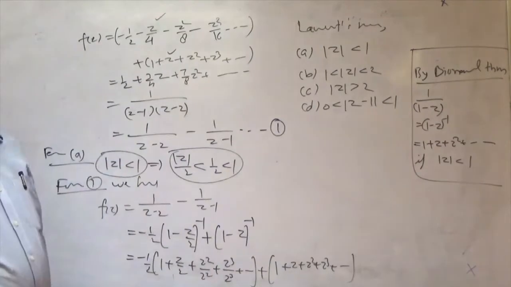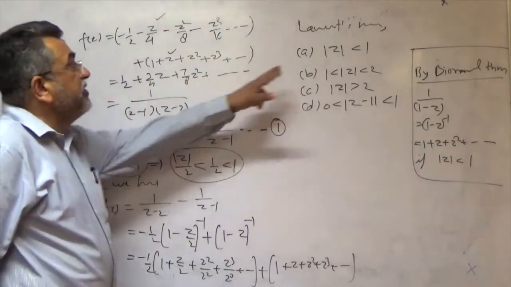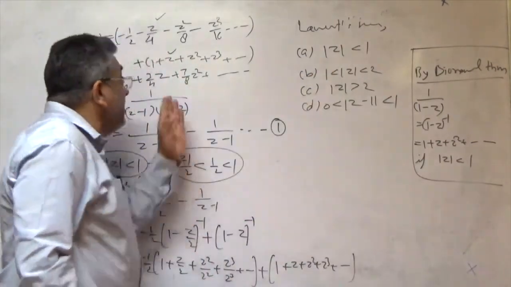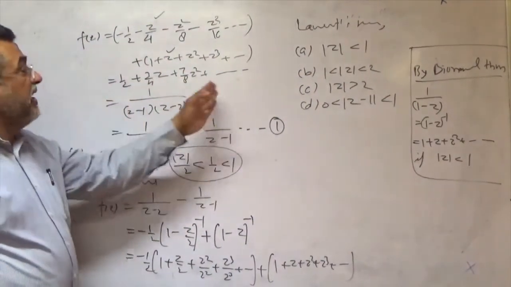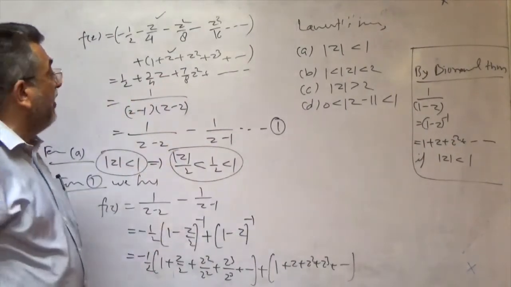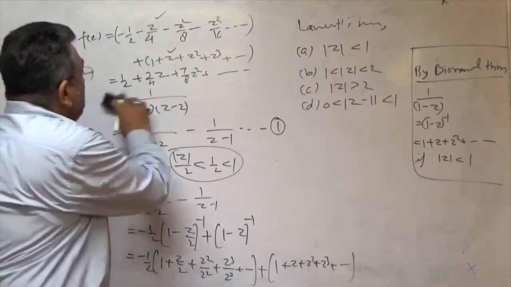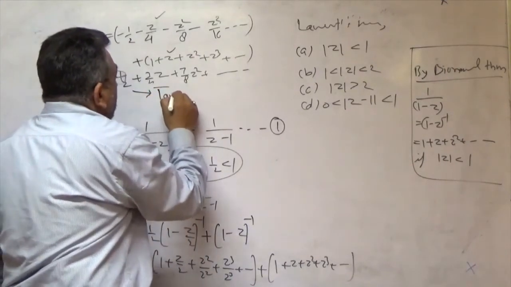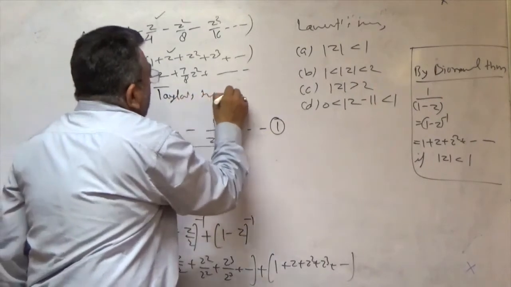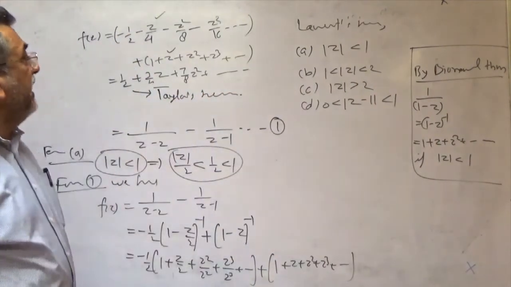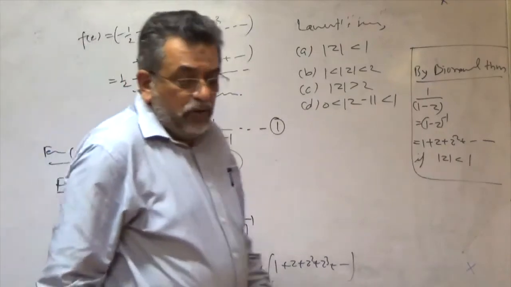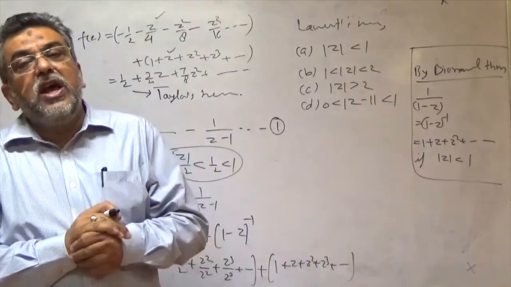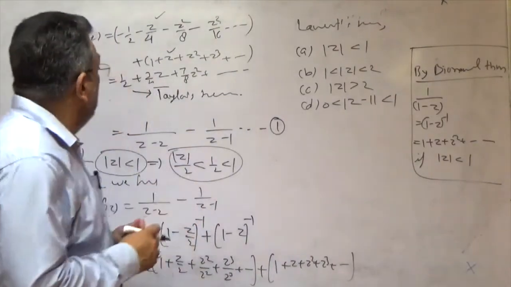This is your answer of the first part of the question, that is the expansion of given function for the region mod z is less than 1. And you see that this series is containing only positive power of z. So you can say that this is a Taylor's series because it is containing only positive power of z. Or you can see it as expansion of given function about point z equal to 0.